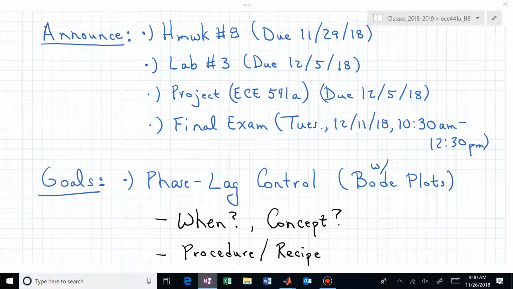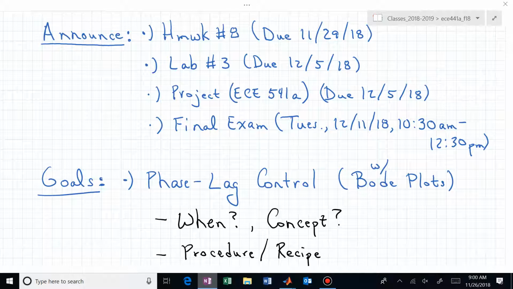We are in our next to the last week of class. We only have 5 times remaining together, 3 this week and 2 next week, and then we have our final exam a couple of weeks from tomorrow, and that will be on the 11th of December from 10:30 to 12:30. That is on a Tuesday, so make note of that.